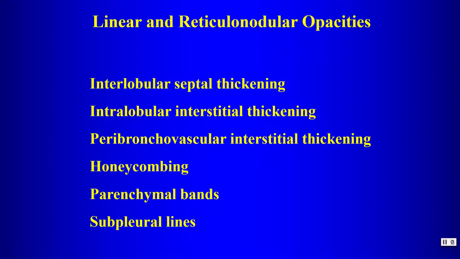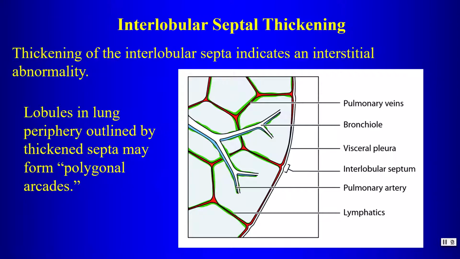Now, these linear reticular nodular opacities can give you interlobular septal thickening. These can give you intralobular interstitial thickening. These might give you peribronchovascular interstitial thickening, honeycombing, parenchymal bands, subpleural lines. So we need to be familiar with what these terms mean in terms of vocabulary.